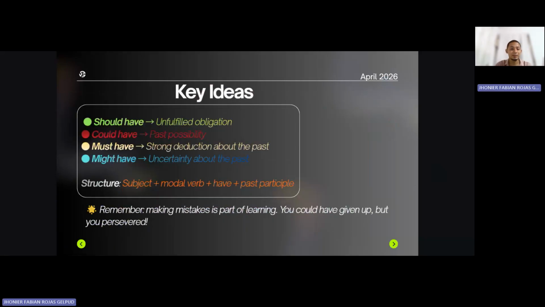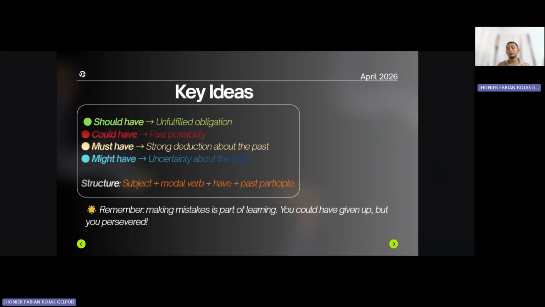Okay, remember, should have is unfulfilled obligation. Could have is past possibility. Must have is strong deduction about the past. Might have is uncertainty about the past. Structure: subject plus modal verb plus have plus the verb in past participle.